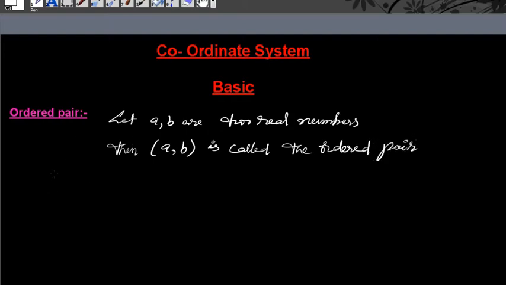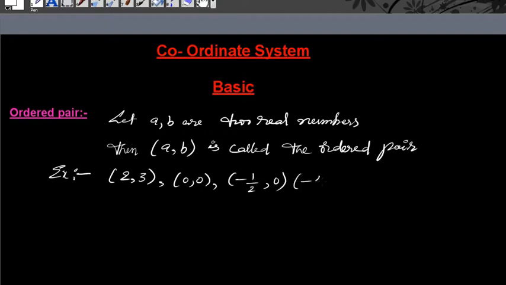One more example we have to write. Examples of ordered pairs are (2, 3), (0, 0), (minus 1 by 2, 0), (minus 4, 5), (1.5, minus 4), and (minus root 3, 4), and so on. They are examples of ordered pairs.